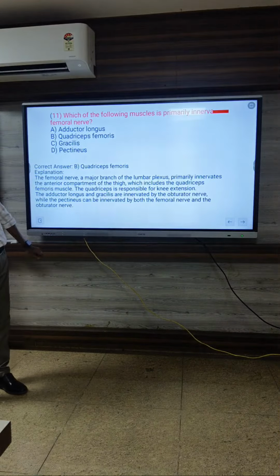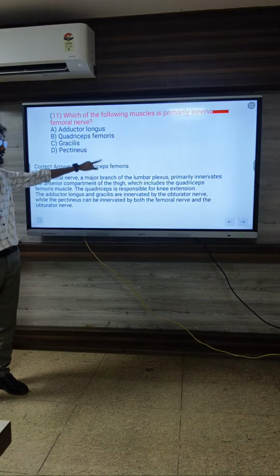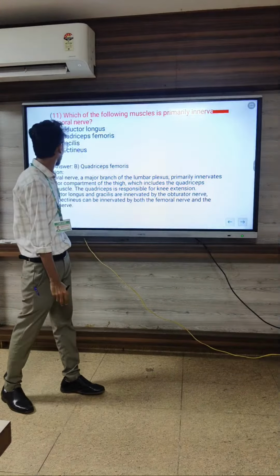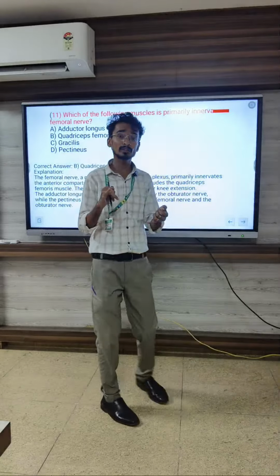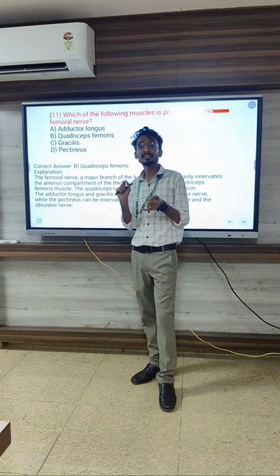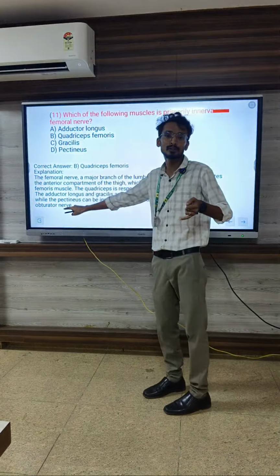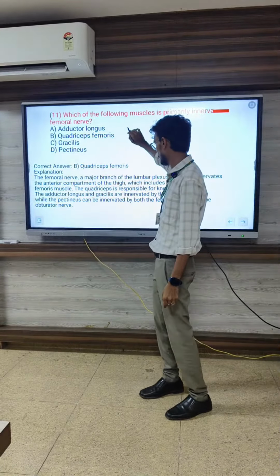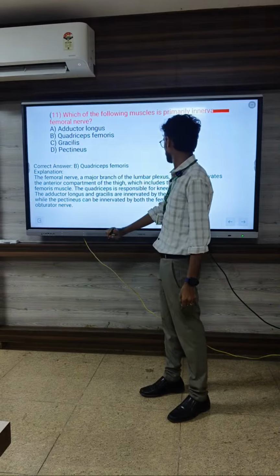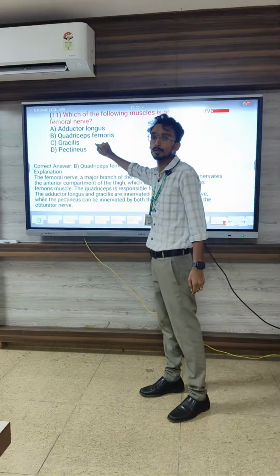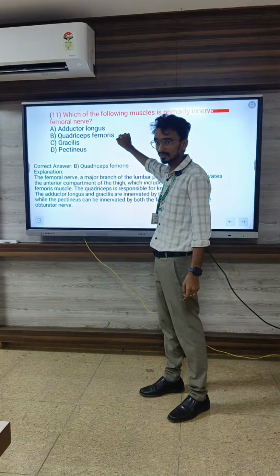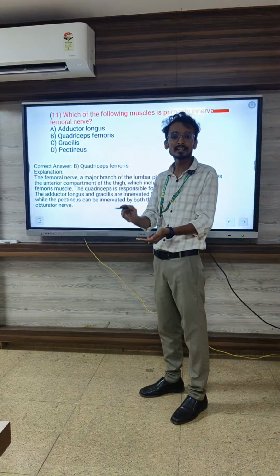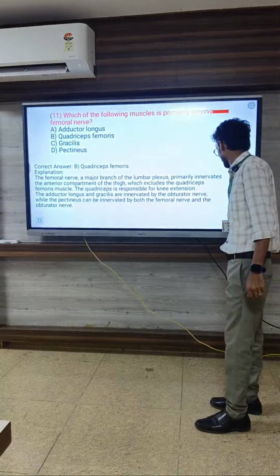Apart from this, adductor longus and gracilis are innervated by the obturator nerve, whereas pectineus is innervated by both the femoral nerve and the obturator nerve. I hope I am clear. Quadriceps femoris is innervated by the femoral nerve. Pectineus is innervated by both the obturator as well as the femoral nerve. Moving to the next question.